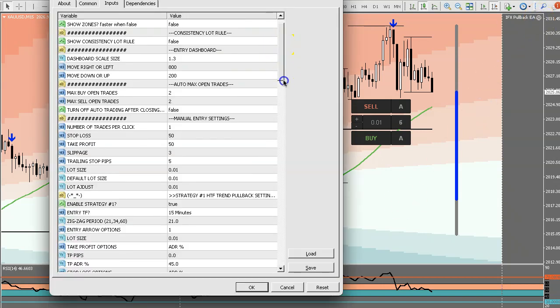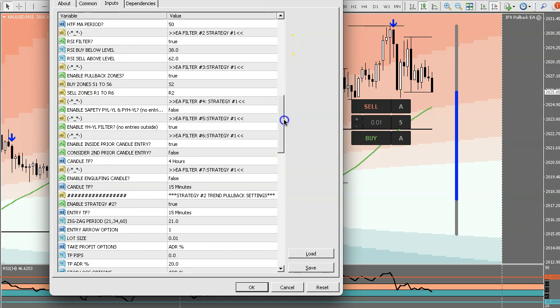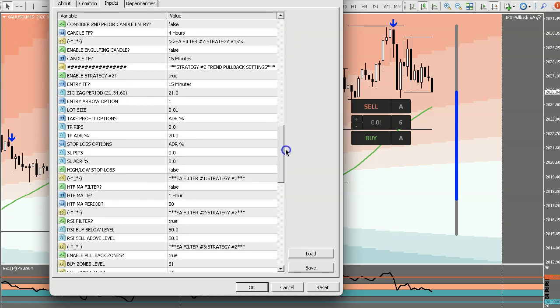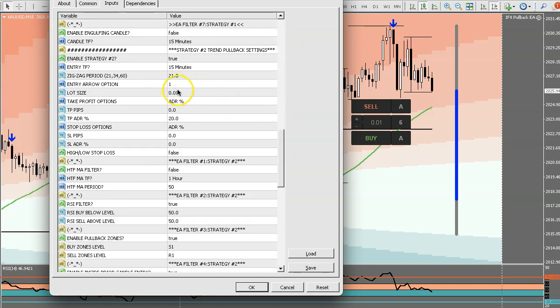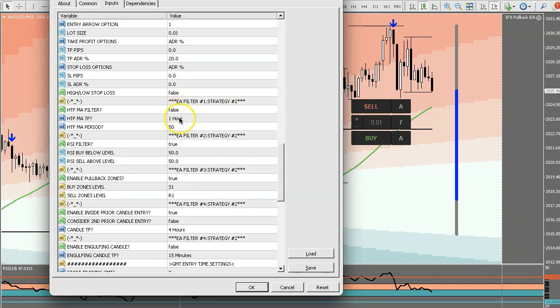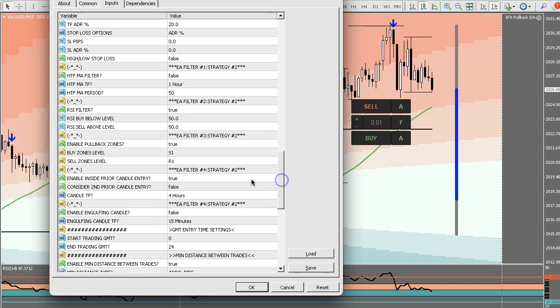And then you have almost the same settings, but again, I already have it ready for you. All you have to do is change the lot size, the take profit, the stop loss if you want, and if you want to add in the higher time frame moving average, you can do so. And then this pretty much is already set. You can also change if you want to consider the second prior candle high and low as well. You can do so by making it true, okay? And that's pretty much it.